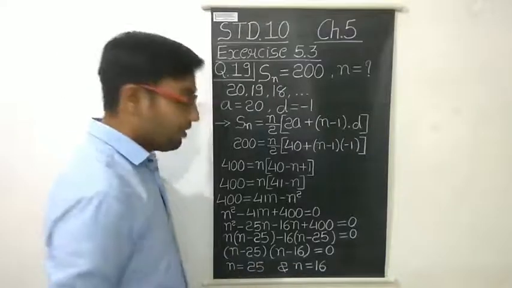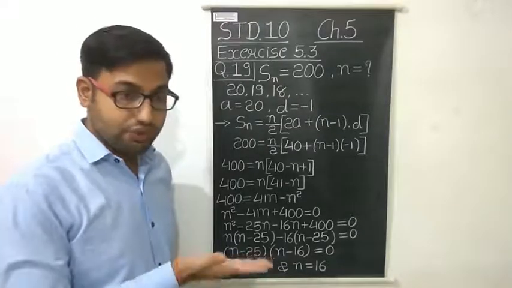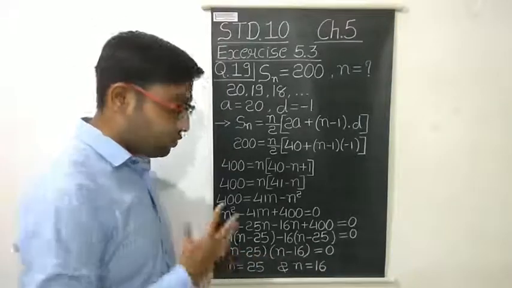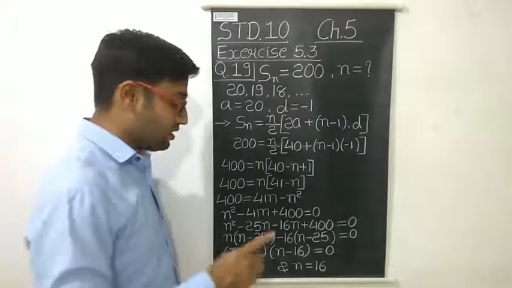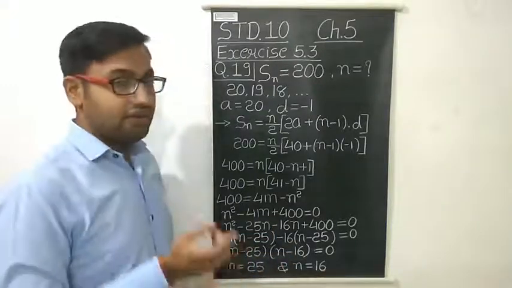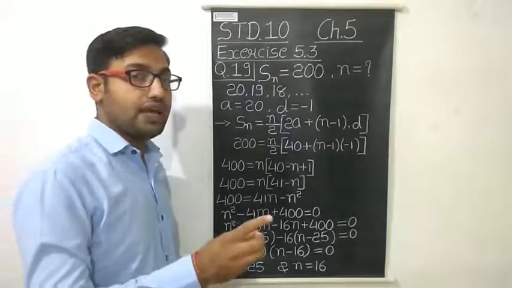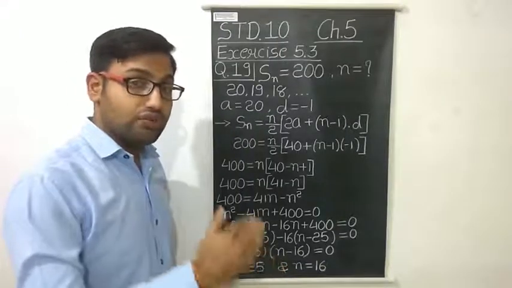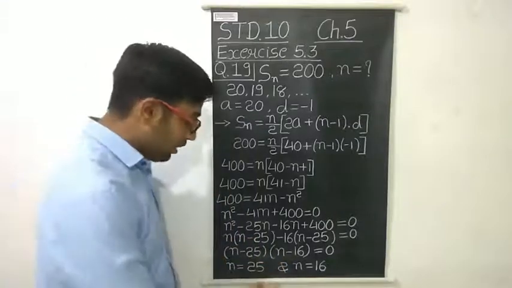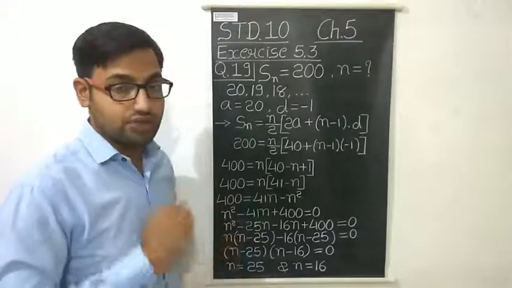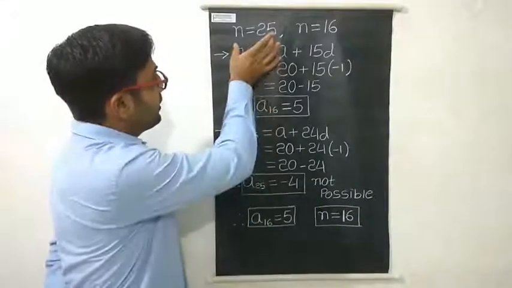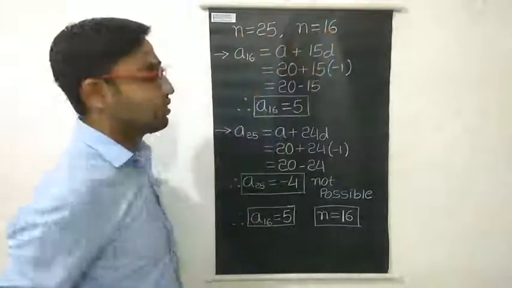Now notice it, here we get two values of n. One is 25, one is 16. So is it possible that two values of n are possible? Currently both the values are whole numbers. So we have to consider both the values. From that value of n, we have to find out the value of an, and we have to check the value of an. After that, we can decide which value of n is possible. Okay, so two values of n, that is n is equal to 25 and n is equal to 16.